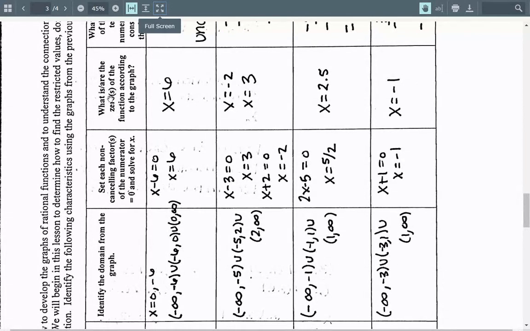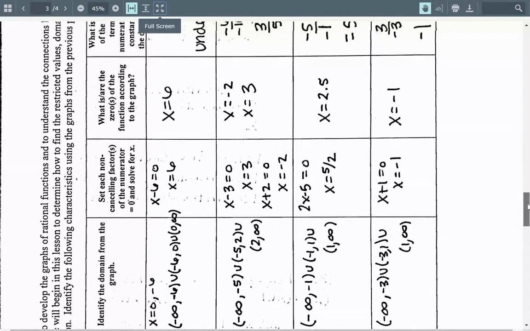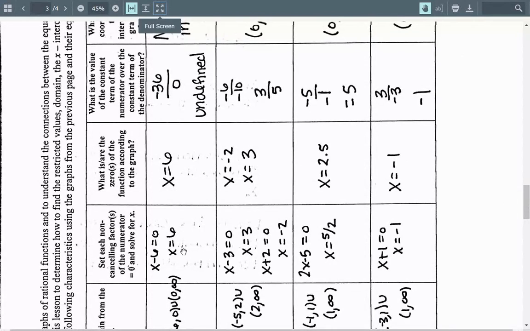So now it says, what are the zeros of the... this gives us the zeros. So this would be the x-intercepts. So we're just simply stating that in the next column. So we get this answer from the previous one.